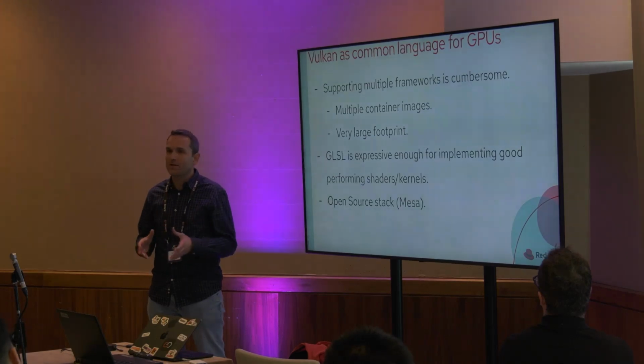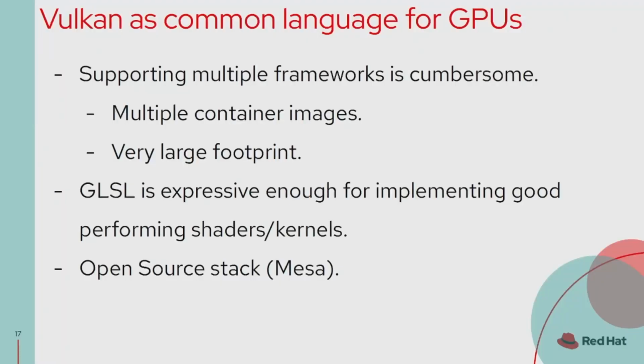We think that GLSL, the GLSL language, is expressive enough to support and provide good performance with most inferencing use cases. Over the last year, we've seen a lot of advances on projects like llama.cpp, on the Vulkan backend of llama.cpp, to the point in which the Vulkan backend is reaching near the same performance as the CUDA backend for NVIDIA GPUs, and roughly the same performance for AMD GPUs as the ROCm framework.